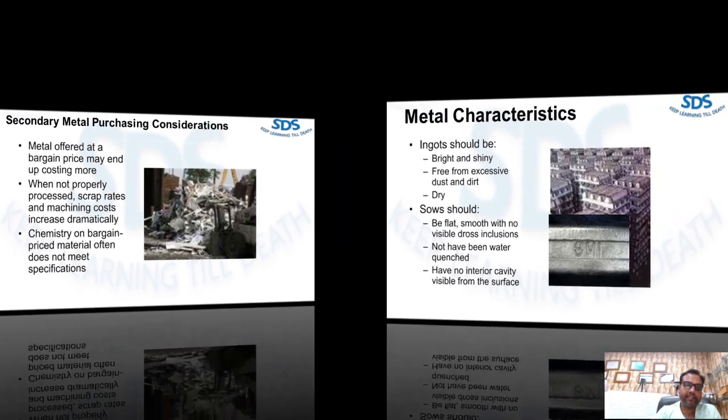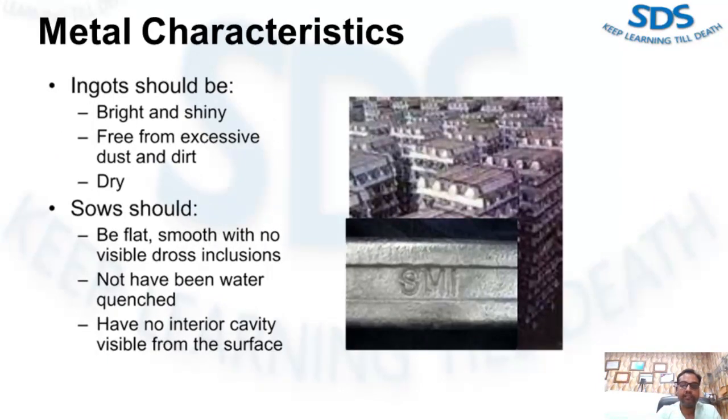Metal characteristics. If we recall, the metal should be inspected when received. Ingot should be bright and shiny, free from excessive dust and dirt, and it should be dry. And it should be flat and smooth with no visible dross inclusion, not even water quench, and have no interior cavity visible from the surface that may have trapped moisture during storage.